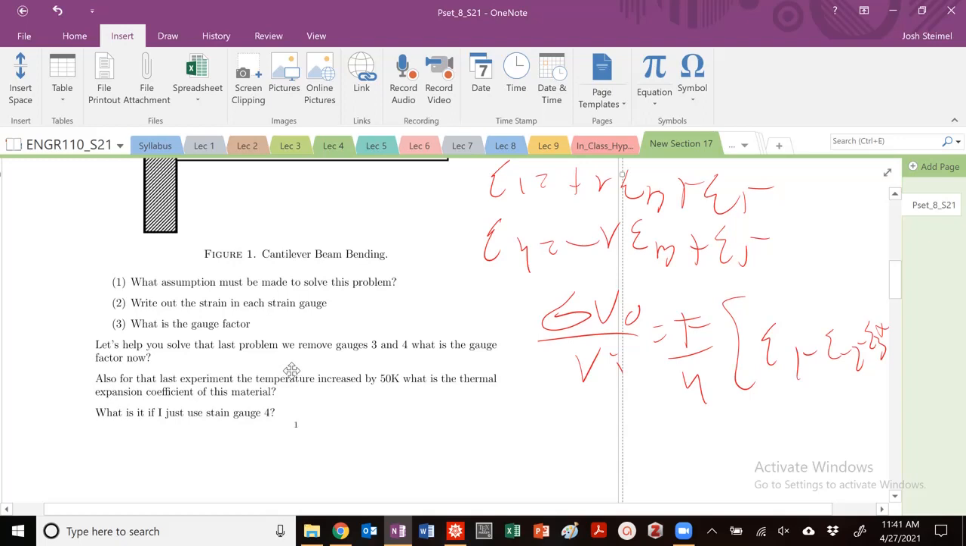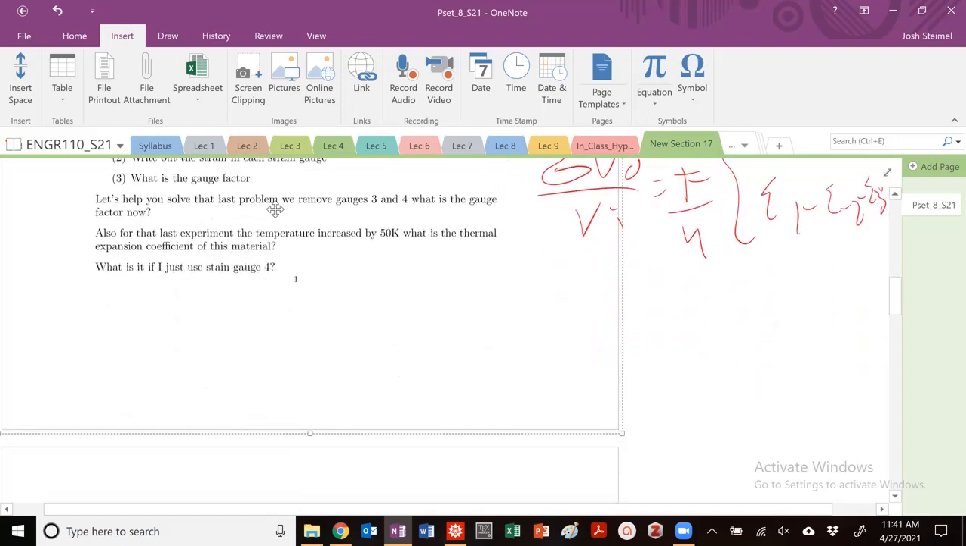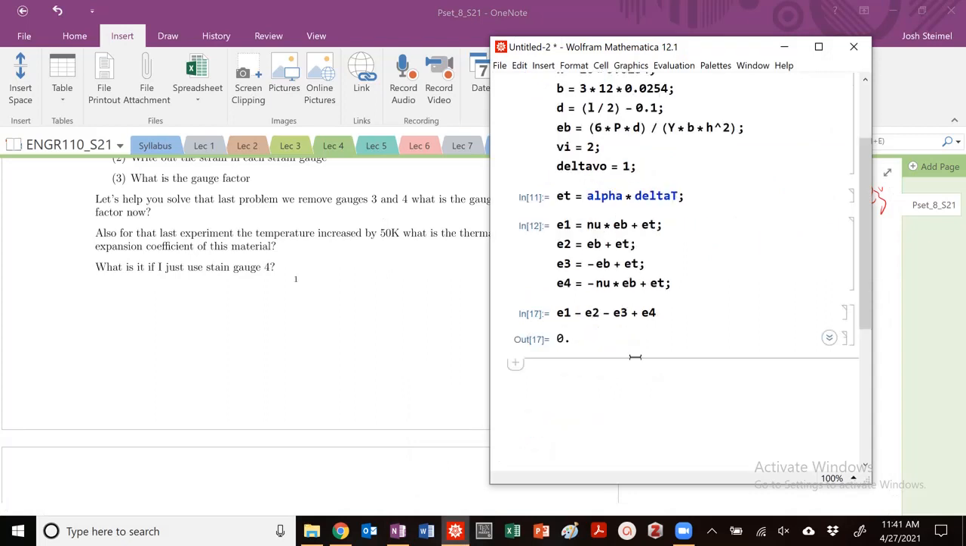Let's solve the last problem, but we remove gauges 3 and 4. What is the gauge factor now? Previously, we couldn't even solve for it. So now let's solve for delta V naught divided by V_I equals F divided by 4 times, now that we're removing 3 and 4, epsilon 1 minus epsilon 2. So let's solve for F.